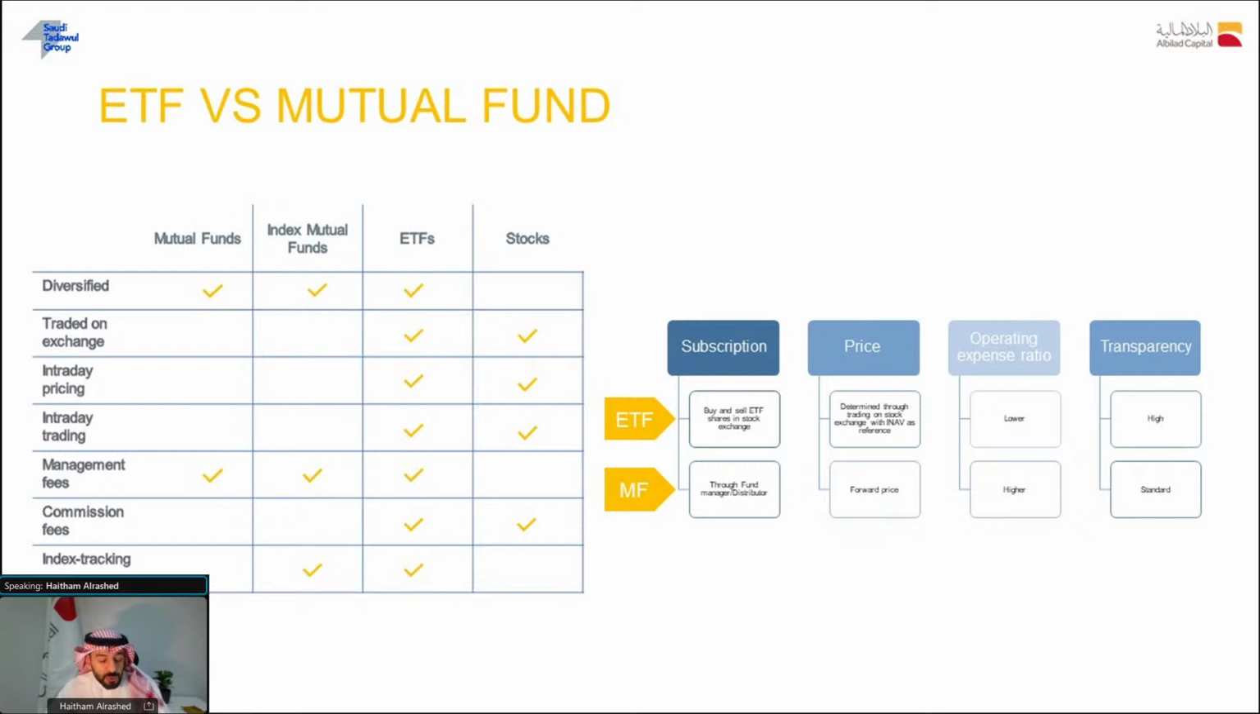Price, usually for a mutual fund is a forward price, i.e. the investor does not know what price he's going to be buying the units for. For the ETF, it's on-spot pricing. Operation expenses, usually ETFs tend to charge lower cost due to different reasons, the investment strategy and the operating model itself. Transparency, due to the earlier discussed points. Usually ETFs are more transparent than other similar pooled investments.